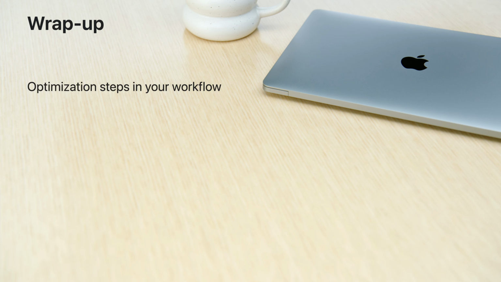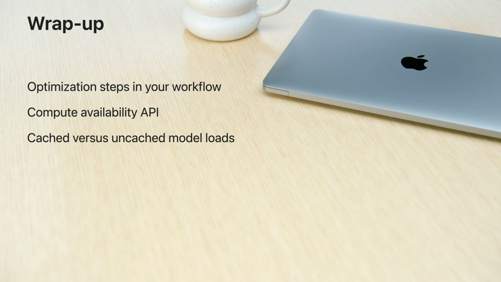To wrap up, as you move through the CoreML workflow, there are many opportunities for optimization during both model development and model integration. New compute availability APIs can help you make decisions at runtime based on what hardware is available on the device. Understanding the model lifecycle and caching behavior can help you best decide when and where to load and unload your model. And lastly, the Async Prediction API can help you integrate CoreML with other async Swift code and also improve throughput by supporting concurrent predictions. This was Ben from the CoreML team, and I am not an AI.